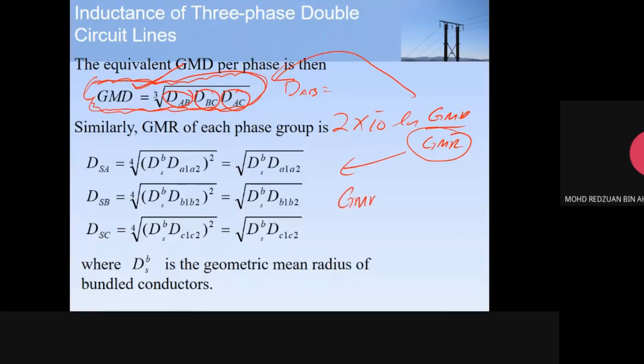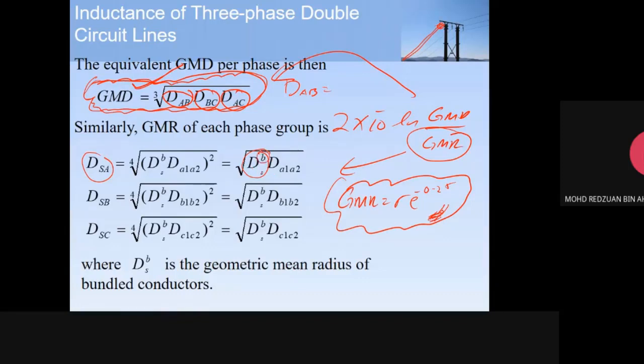Previously, we used GMR equal to r times exponent minus 0.25. This is for a solid conductor. This one can also be used for single-phase or three-phase solid conductor. But now, for three-phase double circuit, we have to use this equation: DsA equals Ds bundle if this transmission line is bundled. If this transmission line only uses one conductor, you just use Ds.